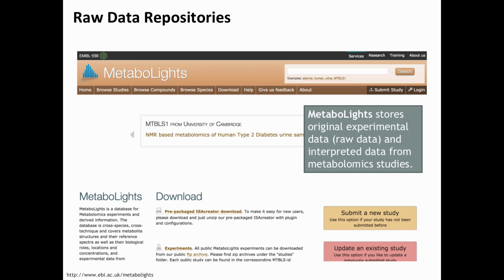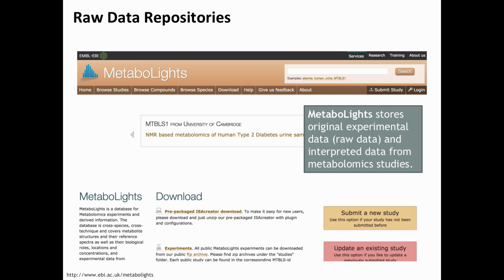So for metabolomics, there are a few repositories. Probably the most important one is MetaboLights. MetaboLights is hosted at the EBI, European Bioinformatics Institute, and it stores the original experimental data as well as the interpreted data. So you can upload just your raw files, your mzML files, or whatever you generated to analyze the data, but it will also hold your interpretation. For example, the quantification results, the identification results.